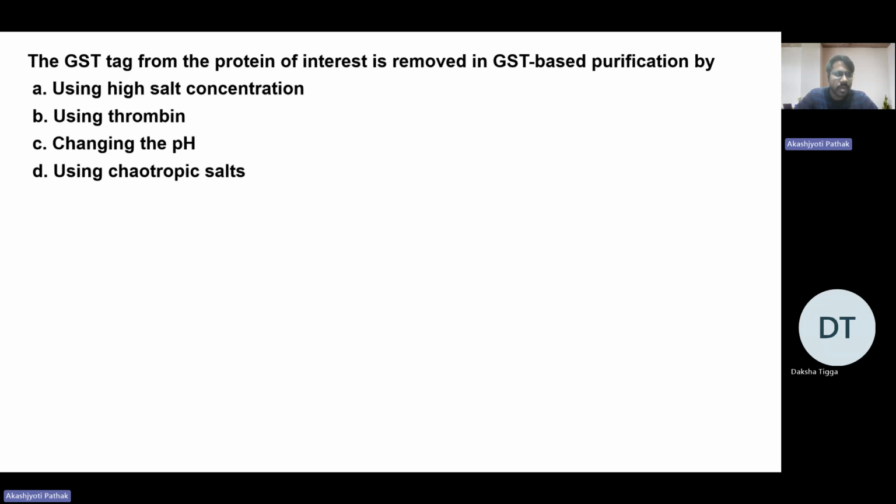Okay. So the GST tag from the protein of interest is removed in GST-based purification by what? It is cleaved by thrombin. Okay, the answer is thrombin. The pGEX vector is designed in such a manner. We have discussed these different vectors, the pET vector and the pGEX vector. In the pGEX vector, in between the protein and your GST sequence, you will have this thrombin sequence, which provides a cleaving site for the action of thrombin.